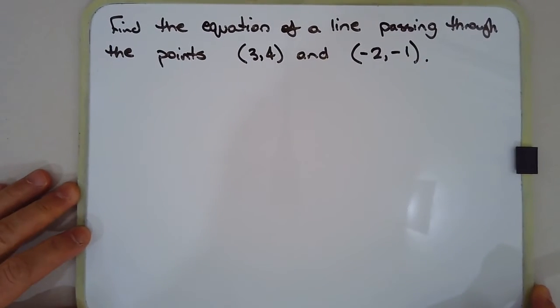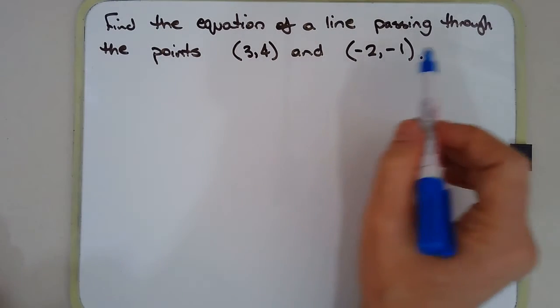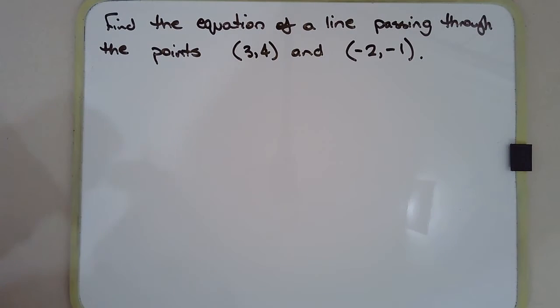I think we've seen an example similar to this in a previous video, but where I used the gradient-intercept form to find the equation of a line. This time around, we can use the point-gradient formula. It'll save us a little bit of time. Find the equation of a line passing through the points (3, 4) and (negative 2, negative 1).